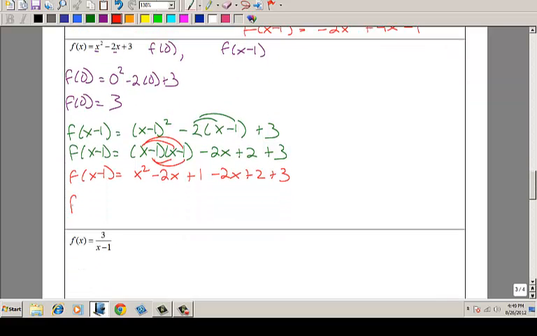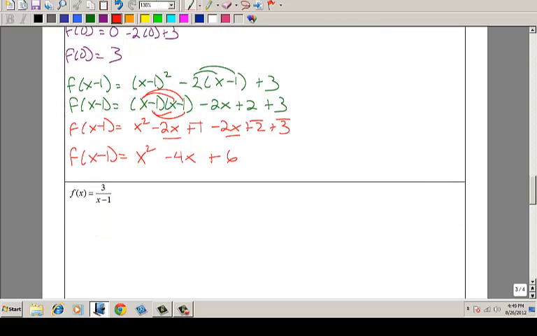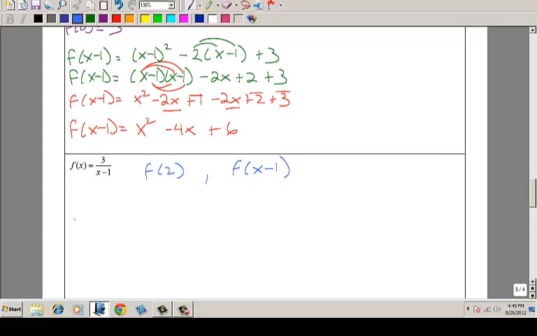If I combine like terms, I end up with x squared minus 4x plus 6. Hey, for my last one here, I'm going to find f of 2 and also f of x minus 1. So let's find f of 2 first.